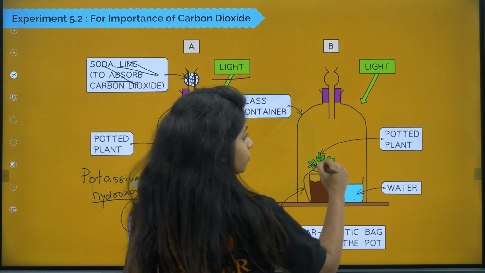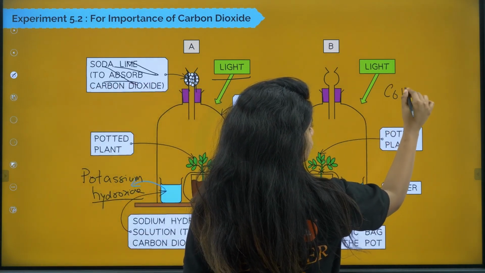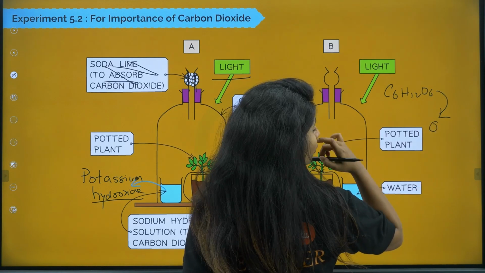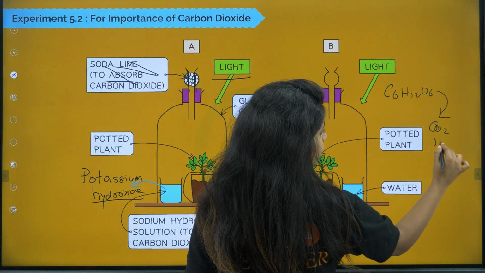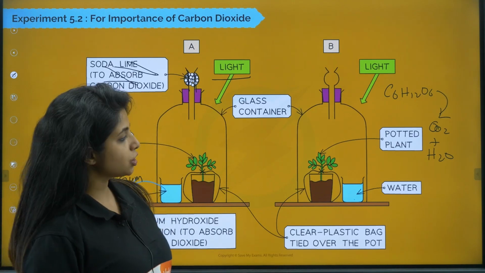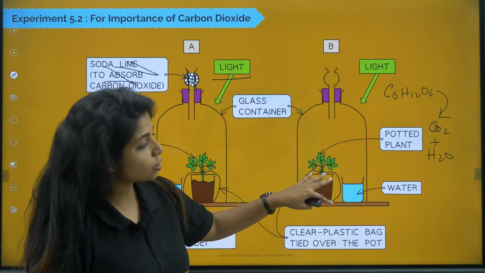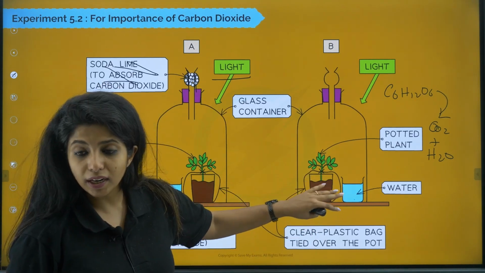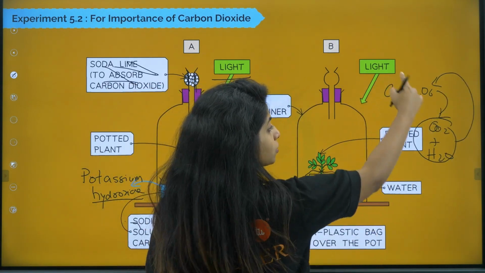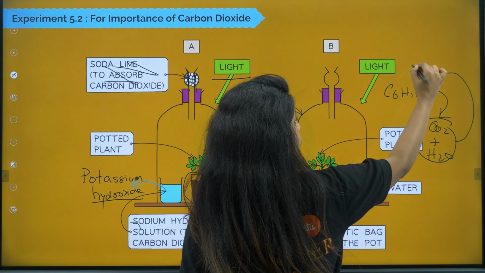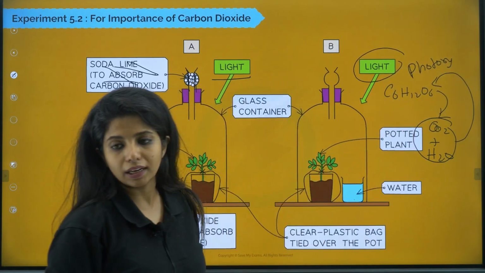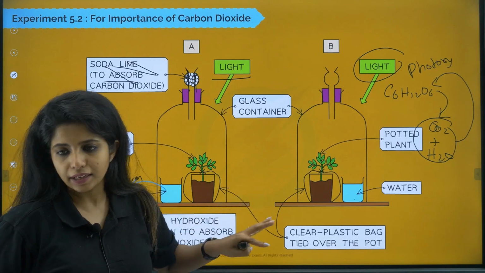What is the process of respiration, my dear children? Glucose, C6H12O6, is getting broken down to CO2 and H2O. So that is enough. Respiration is happening, you get CO2 and H2O, and with the help of these, glucose is again being made. So respiration is happening, photosynthesis is happening all over here. You just need light, and you are getting the light.